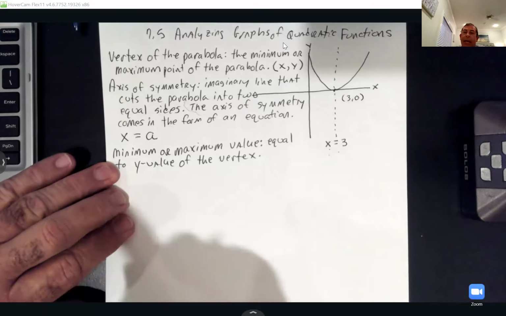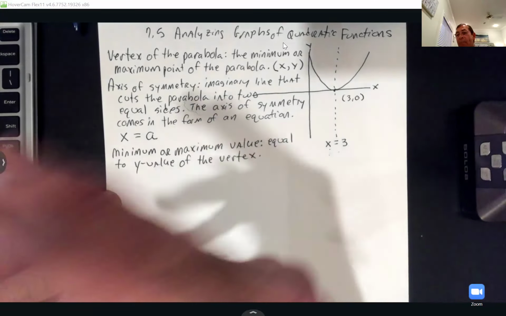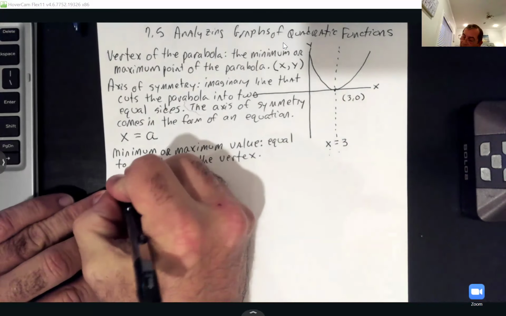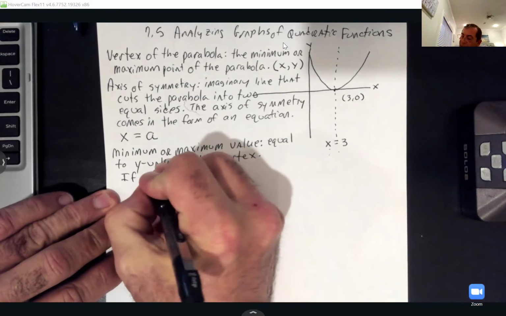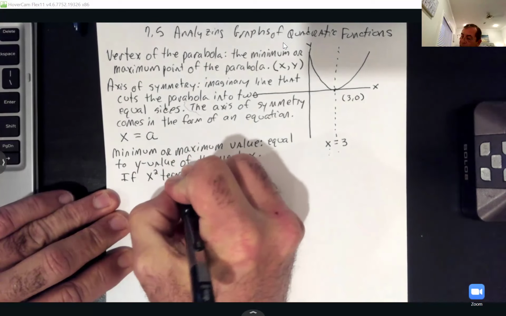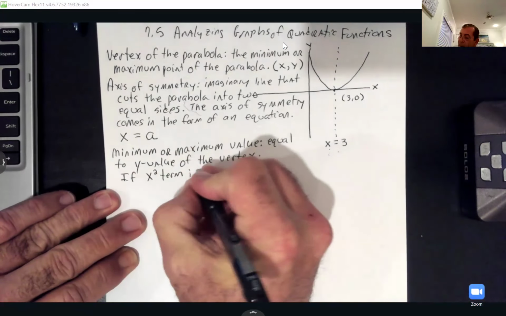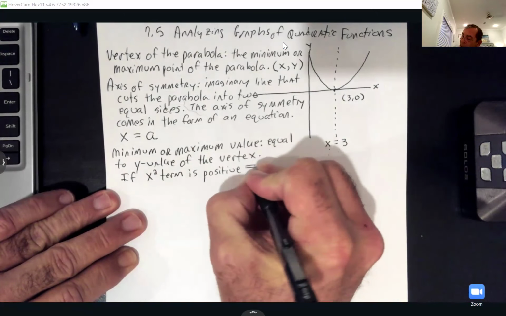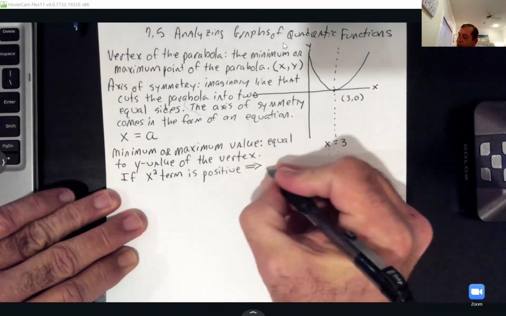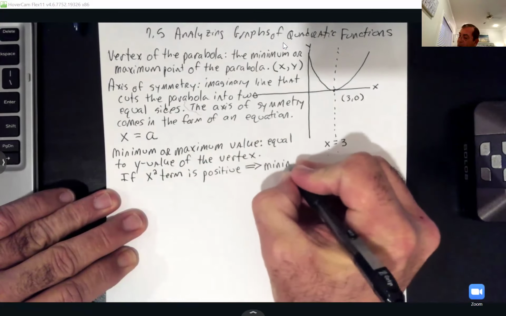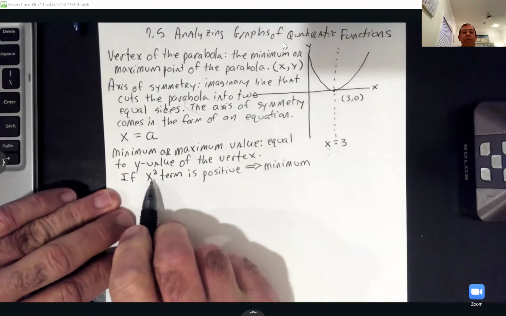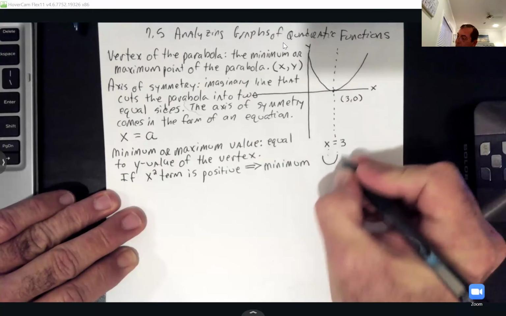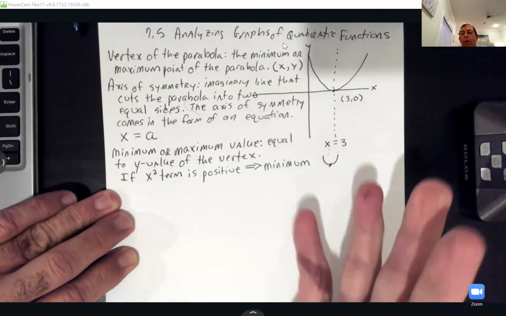All right. Now, how do I determine if I got a maximum or minimum? Well, y'all, here's what we do. If the x squared term is positive, then you're going to have a minimum value. Because if the x squared term is positive, your graph is going to open upward.